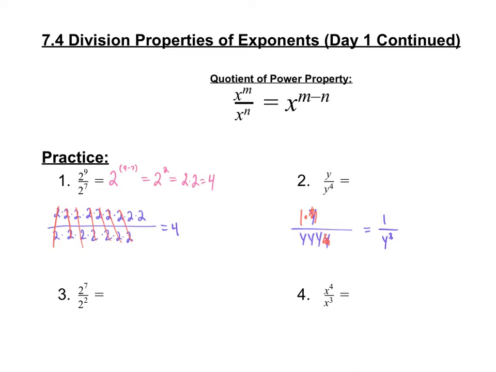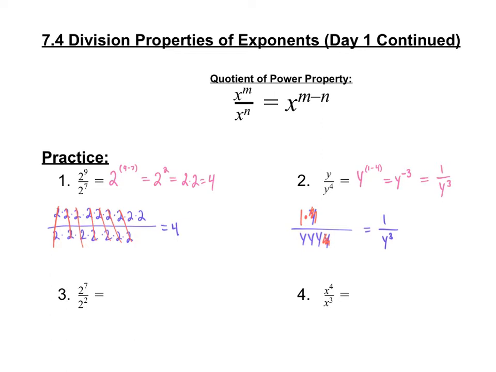So if we used our subtraction property, or I'm sorry, division property, where we subtract the exponents, we would get y to the 1st power minus the 4th power, which is y to the negative 3rd. And remember, when we have a negative exponent, we want the inverse, so 1 over y to the 3rd. We should get the same answer.